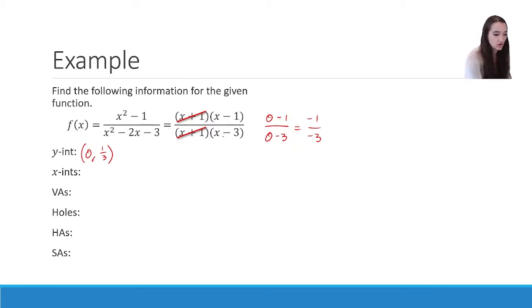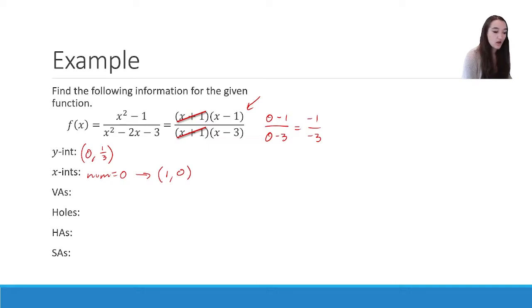X-intercepts are going to occur when I set the numerator equal to 0. So numerator equal to 0, we're going to get the point 1. So we'll have an x-intercept at 1, 0.